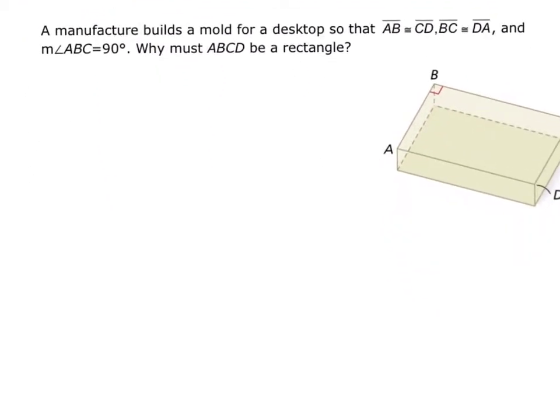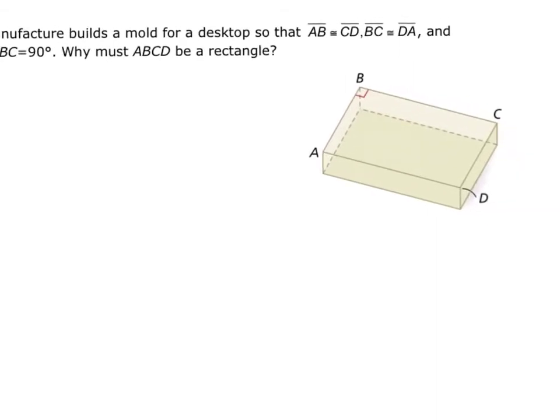Okay, it says, a manufacturer builds a mold for a desktop so that AB is congruent to CD. So we have AB is congruent to CD, and BC is congruent to DA. Since we have two sets of opposite sides that are congruent, you know that this is a parallelogram. And since we have a right angle, we know that this is a rectangle.